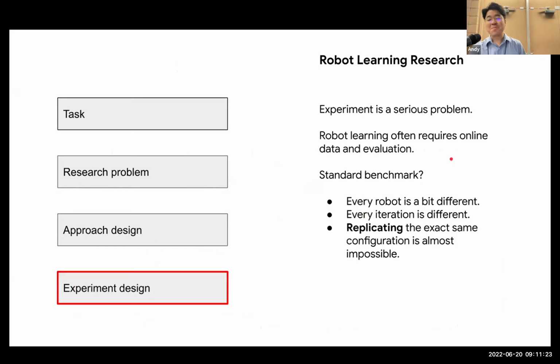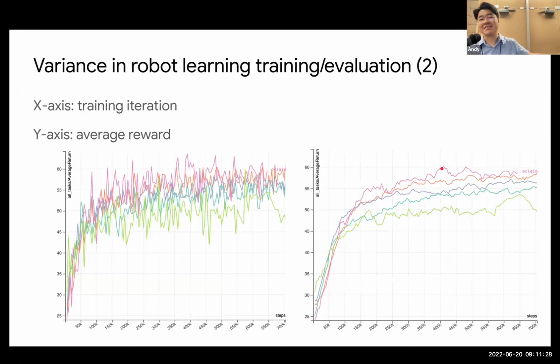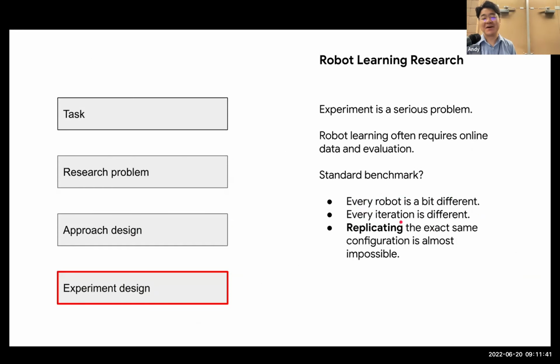So another aspect: assume that you are somehow able to stabilize this. Assume that you are able to run this 100 times, 200 times, thousands of times, and were able to establish some reliable evaluation metric. Even after that, there is an issue of standard benchmark. As Pete mentioned, every robot is physically slightly different. And every training iteration, every training random seed, your data will be different and everything will be different. And also replicating the exact same configuration is almost impossible.